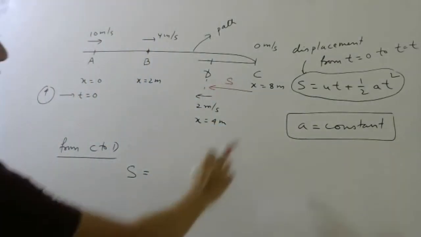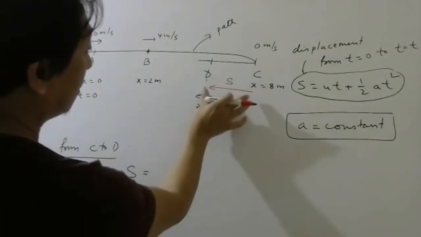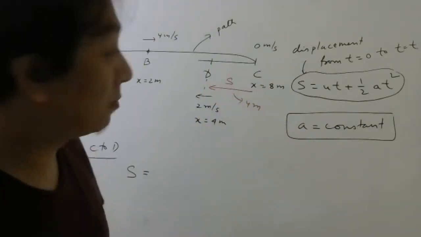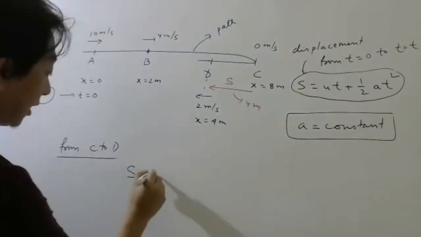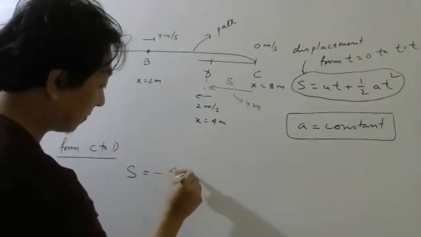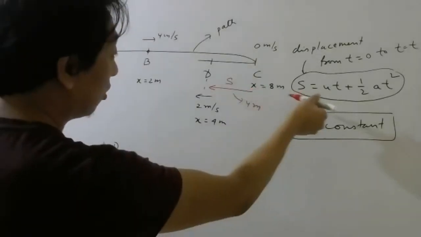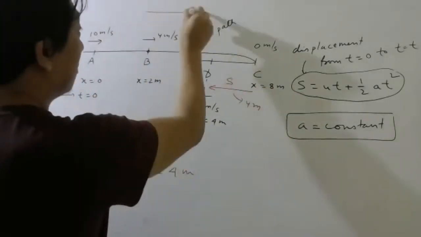How much will it be? This is 8, this is 4. So this gap will be 4 meter. But when I write here for displacement, I should put a minus sign. So what is the minus sign saying? Displacement is in the opposite direction to my positive direction.